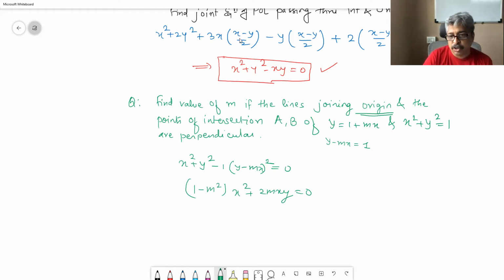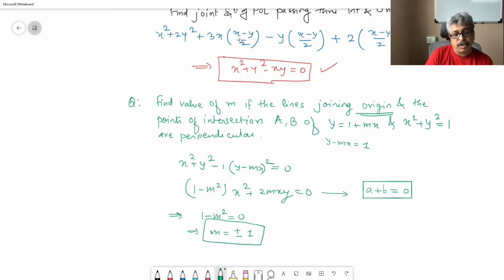Therefore, condition for POL to be perpendicular, a plus b is equal to 0. Coefficient of x square and coefficient of y square should add up to 0. But here coefficient of y square is anyway 0. Therefore, 1 minus m square must be equal to 0. And hence, m is equal to plus or minus 1. Will give you perpendicular lines passing through origin. Next question.